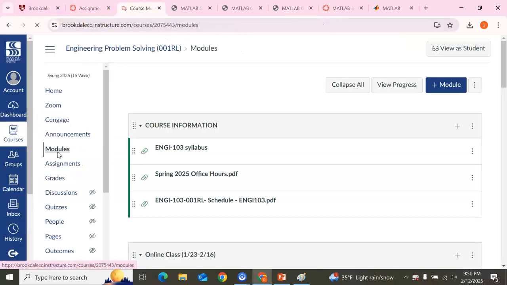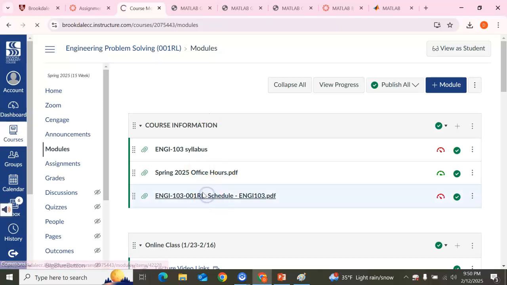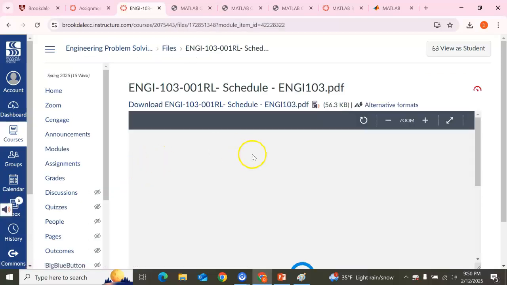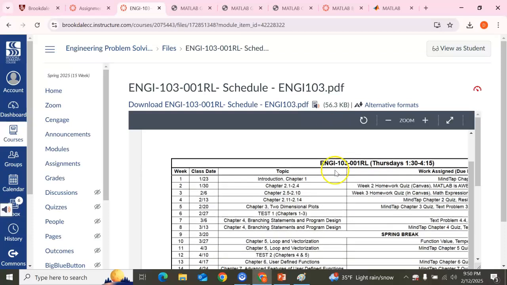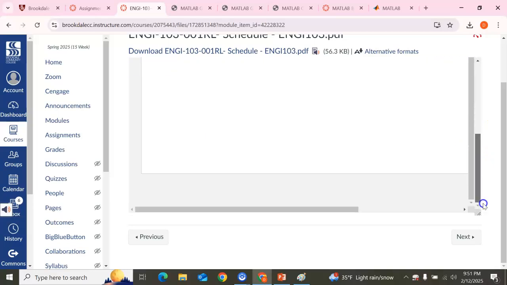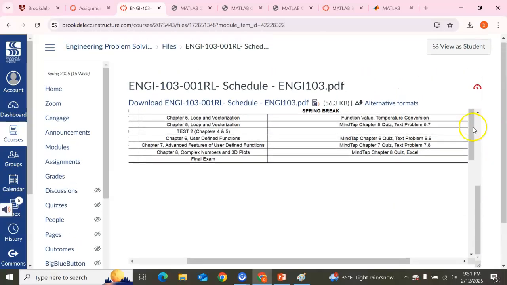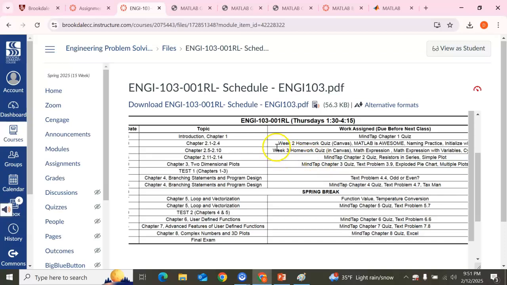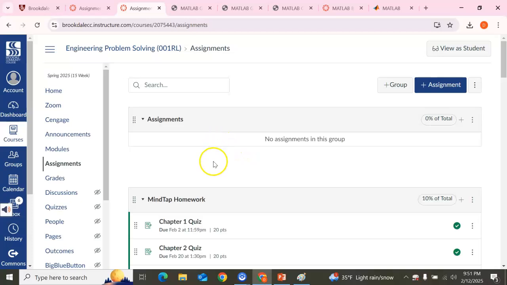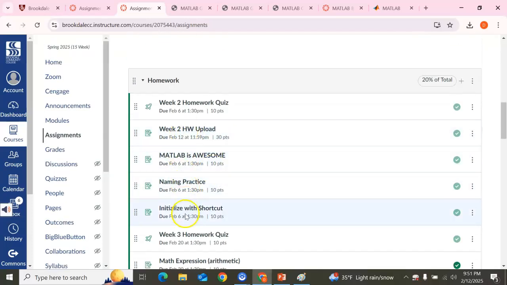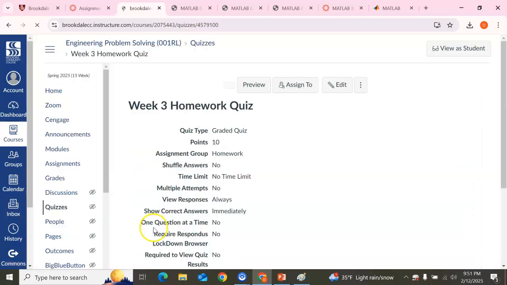Let's go back over here and see what else we have due. We have a week 3 homework quiz as well. We are not done with chapter 2 yet, so you don't have the MindTap due. We do have that other assignment over here, so that's going to be right here, your week 3 homework quiz. That's also going to be due. That's very MindTap-y in nature.